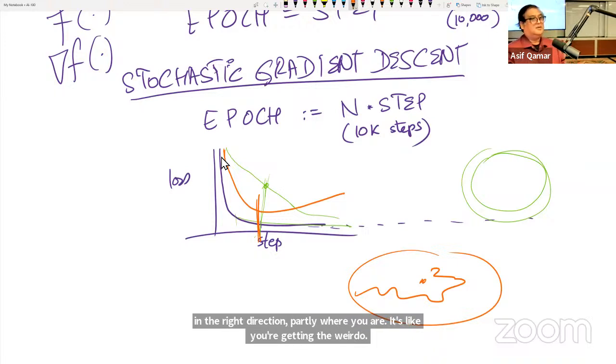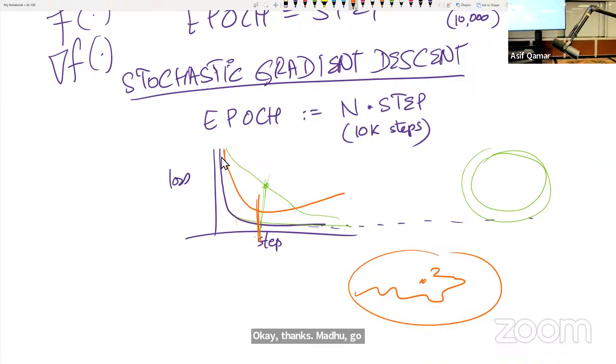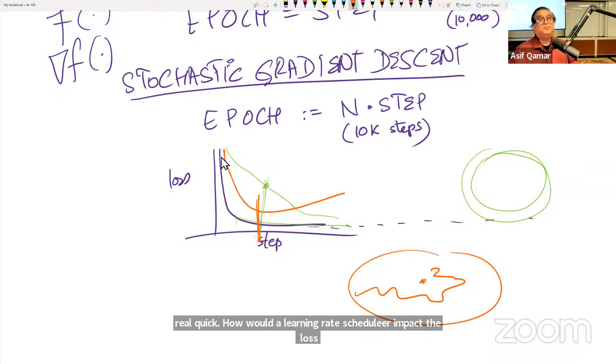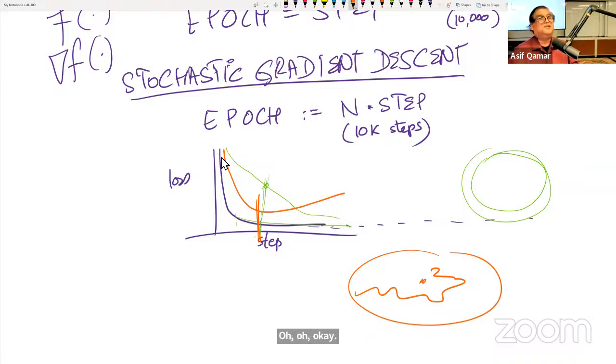Okay, questions. Madhu, go ahead. There's a question in the chat. How would a learning rate scheduler impact the loss? No, we haven't gone down there. I've not even introduced the concept of learning rate scheduler. I've not introduced the concept of learning rate itself. So we'll hold that thought for another lecture. Today, let's stick with the basics. Those topics are coming, but let's keep it to simple ideas today.